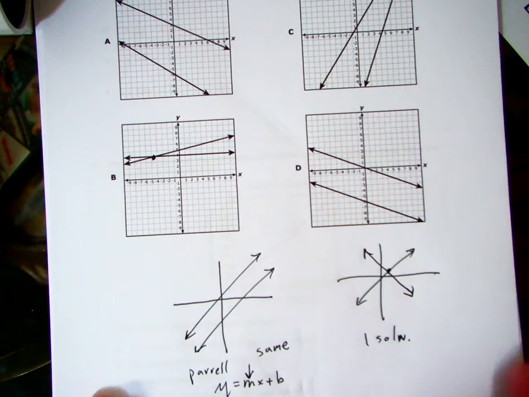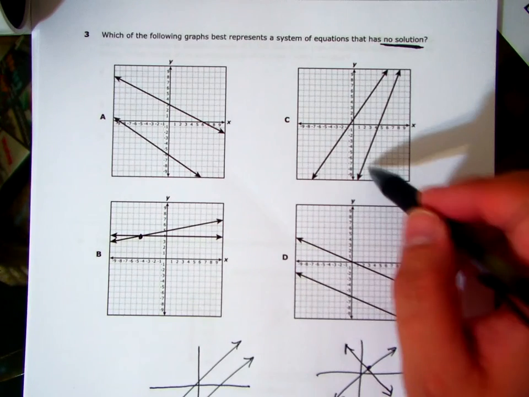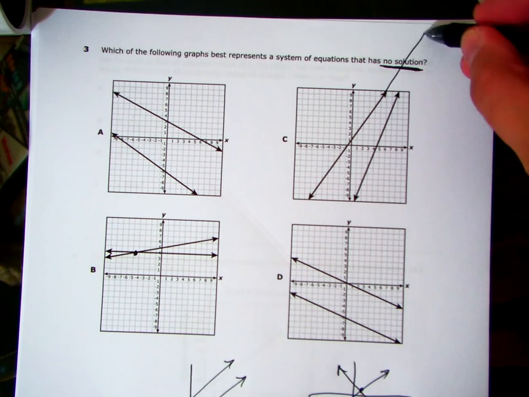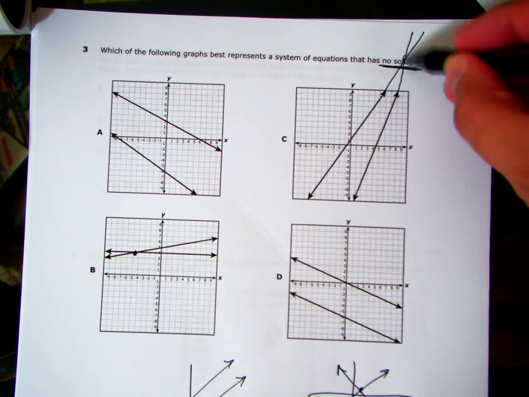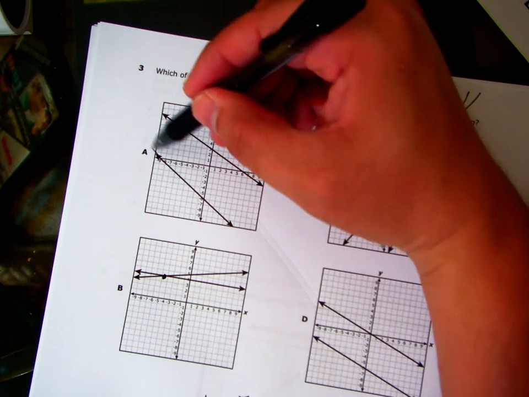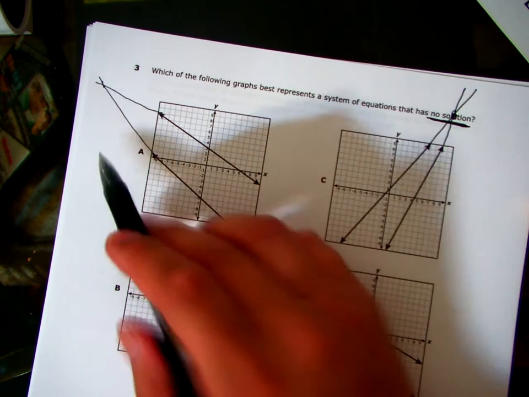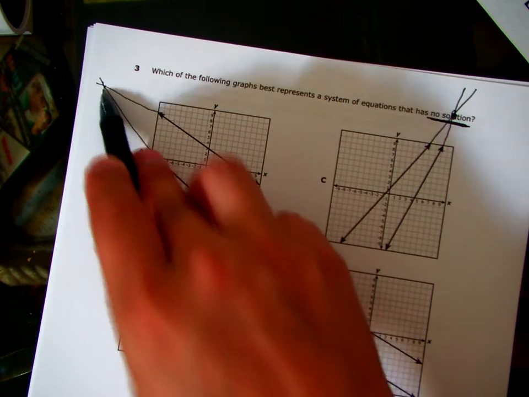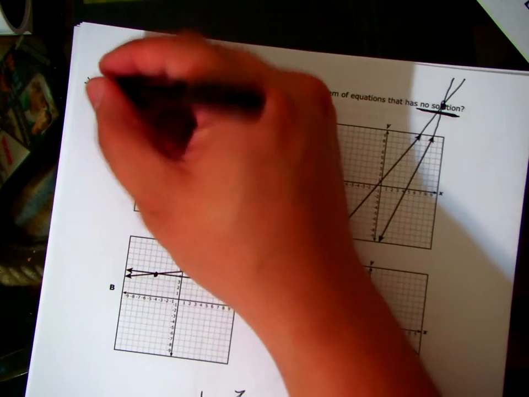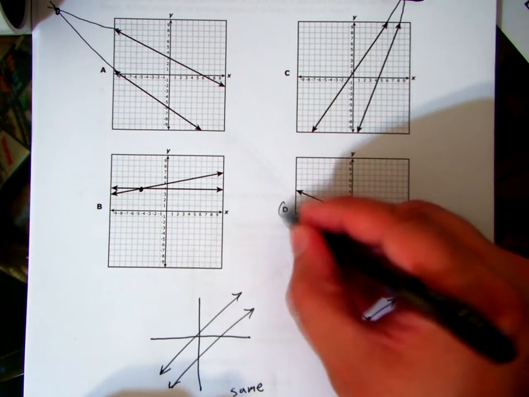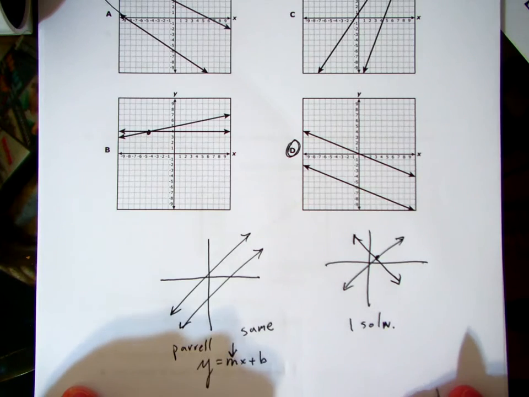Now, these two lines, you can say they don't touch. But if you were to extend them, they meet up here, so they do touch. What about these lines? If you were to extend these lines, sooner or later they're going to intersect. So the only two that don't intersect would be D. That's when they're parallel.